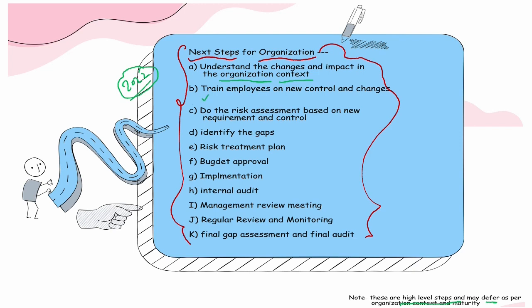Then it is very important, everybody would agree, to train employees on these new controls and the changes in the context of the organization. Every person who is responsible for a particular area, or for implementing particular controls, has to be trained, should understand, and should be aware of what those changes are.